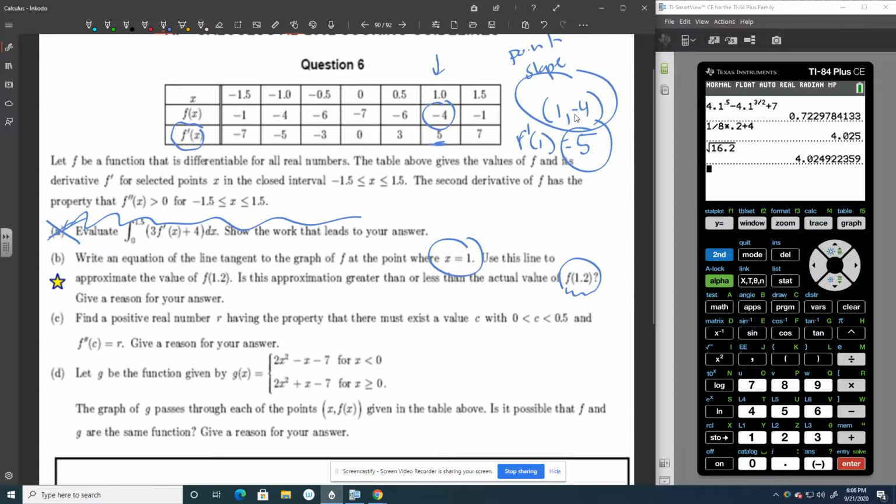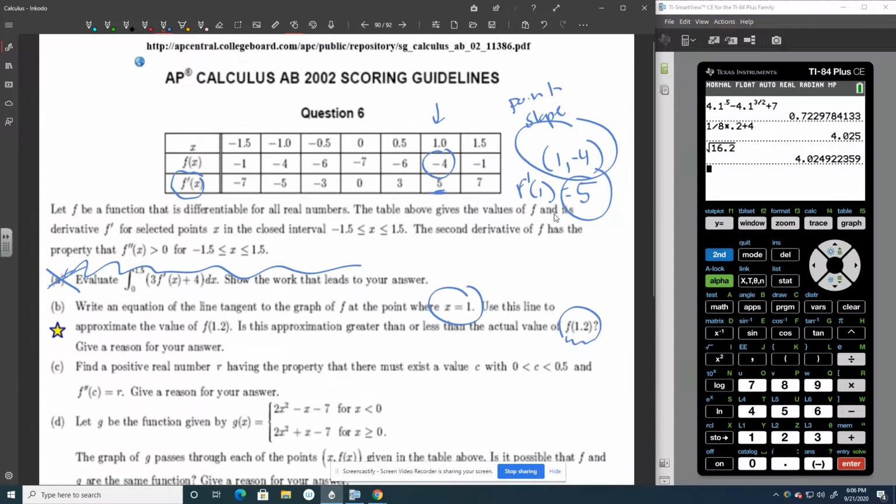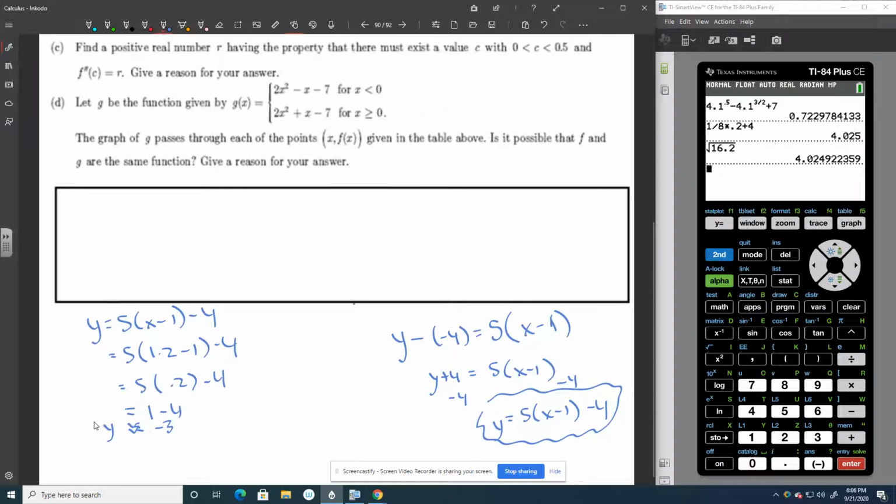Here's my point right here. And here's my slope at that point. So now I need to take a linear approximation. So I've got y equals 5 times x minus 1 minus 4. And it wants me to approximate 1.2. So I'm going to plug in 5 times 1.2 minus 1 minus 4. So I get 5 times 0.2 minus 4. Well, 5 times 0.2 is just 1, minus 4 is going to equal negative 3. So y is approximately negative 3.